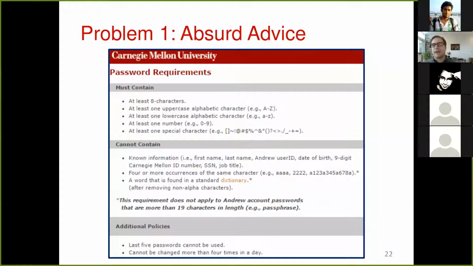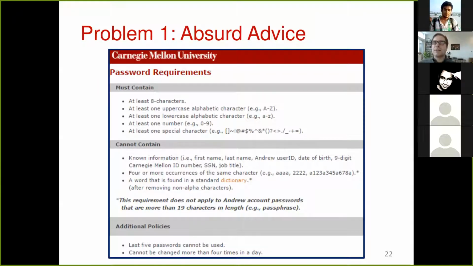Based on the feedback they got from our group and from others, they actually changed the standard. The newest NIST standard no longer says you should have a number and a special character. So this is an opportunity where research can make an important practical contribution, not just to security, but also to users having a good experience engaging with security and privacy technology.